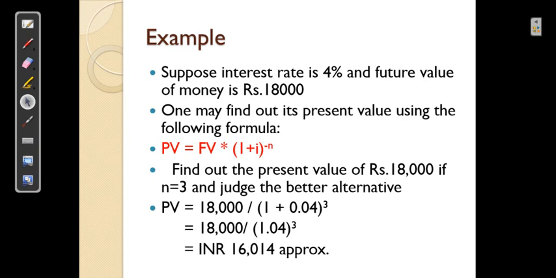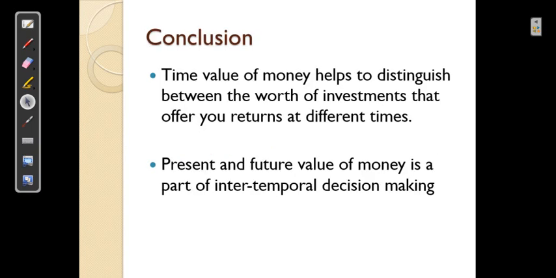If this amount would have been lower than 15,000, then you could have made a decision of taking cash 15,000 now rather than investing it. But because here the present value is greater than 15,000 rupees, it's better to wait and get a higher amount in future. To conclude, time value of money helps to distinguish between the worth of investments that offer you returns at different times. Present and future value of money is a part of intertemporal decision making.